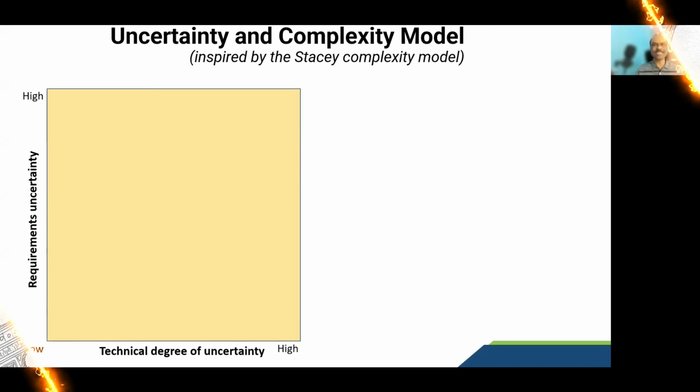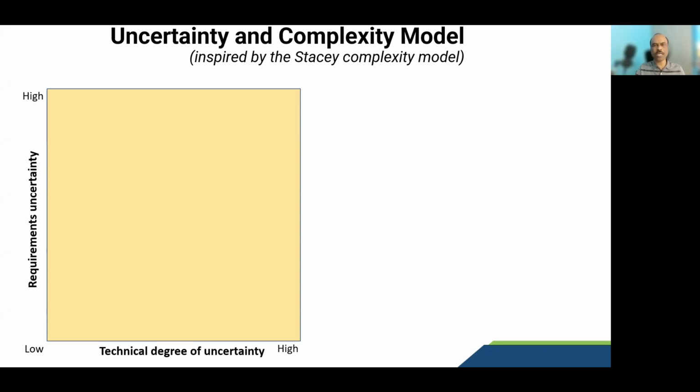Welcome back, project managers. In the previous video, we discussed the suitability of predictive approaches and adaptive approaches for projects. We discussed that for well-defined work, we may use predictive approaches, while highly uncertain work can use adaptive approaches. In this video, we will look at the suitability of predictive and adaptive approaches again, but from a different perspective. To decide the suitable approach for the project, we will be using something called the uncertainty and complexity model, which is inspired by the Stacey complexity model.